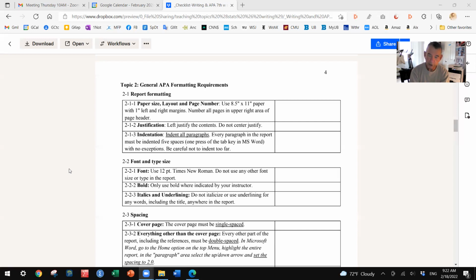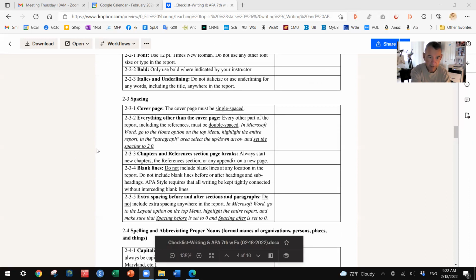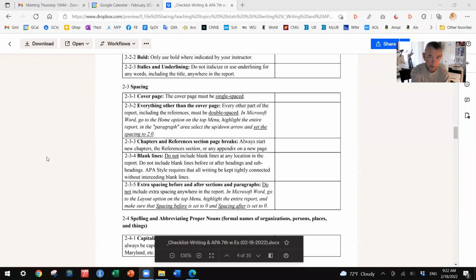In terms of bolds, you can only use bolds if your instructor says use bold. In APA, we don't use bold. Same with italic and underline. In general, we don't italicize or underline any words, including the title, anywhere in the report. And I find that that's a very common thing. Students like to put bold and underline and italics.